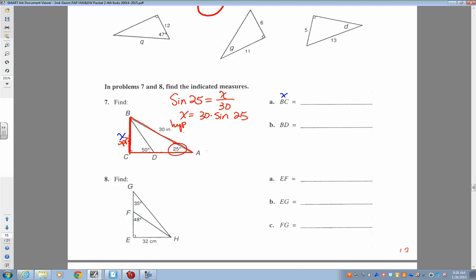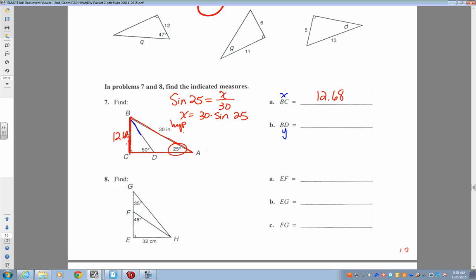Anyone figure out X yet? Yeah, 12.68. Thank you. All right, so I'm going to go ahead now and label my BC 12.68 because the next part they want me to find is BD. Okay, that's going to be my Y.